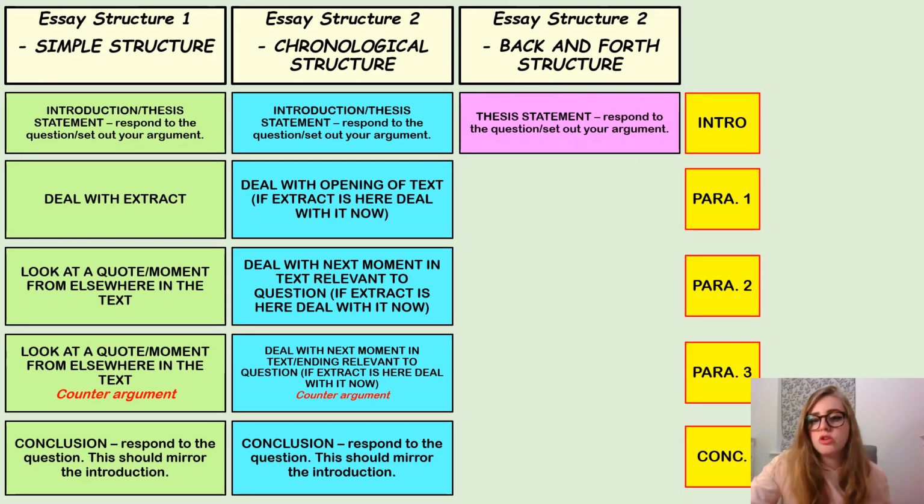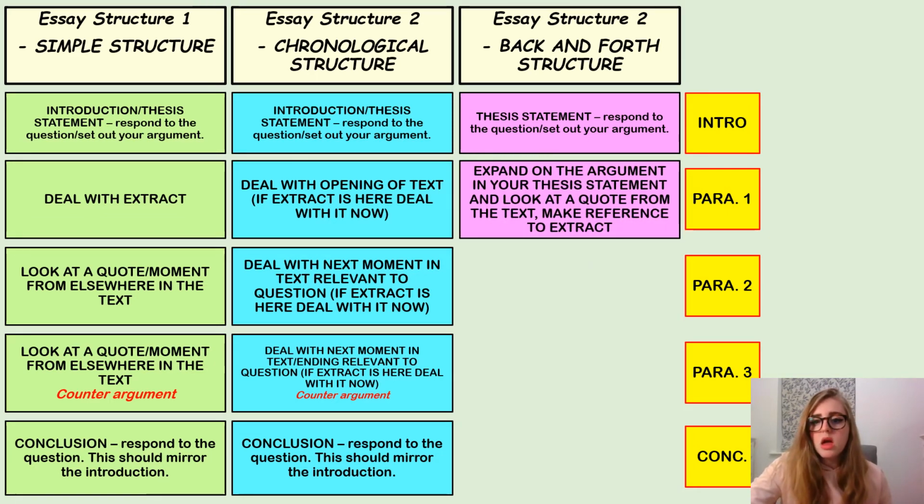Okay, right, so the introduction here is definitely a thesis statement responding to the question through an argument, not just a simplistic introduction. You're going to expand on this argument from your thesis statement and look at a quote from the text, and you also potentially will make reference to the extract. It's called back and forth because in this one you're going to make reference to the extract at different points throughout. So it's not going to be so formulaic as saying I'm going to look at it in paragraph 1. It's more about I'm going to come back to the extract a couple of times because I know that other areas of the text are really important, and that these work in tandem with the extract.